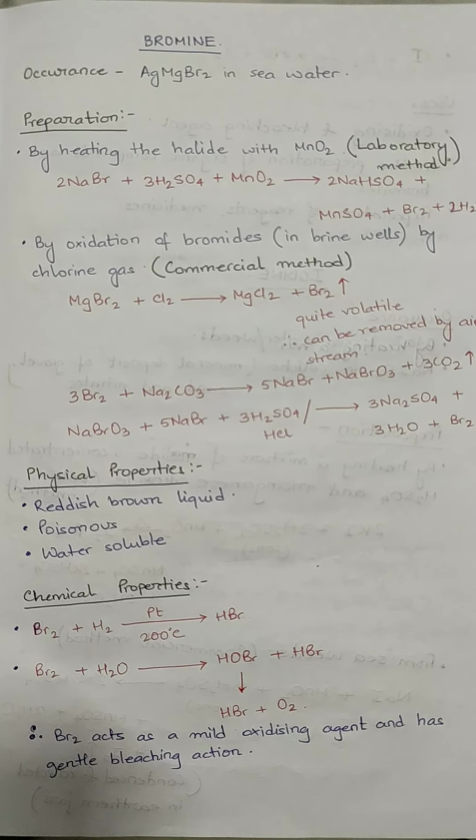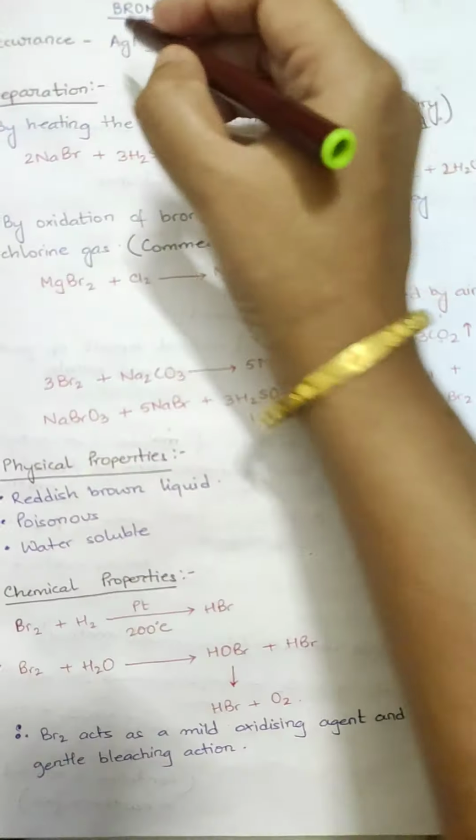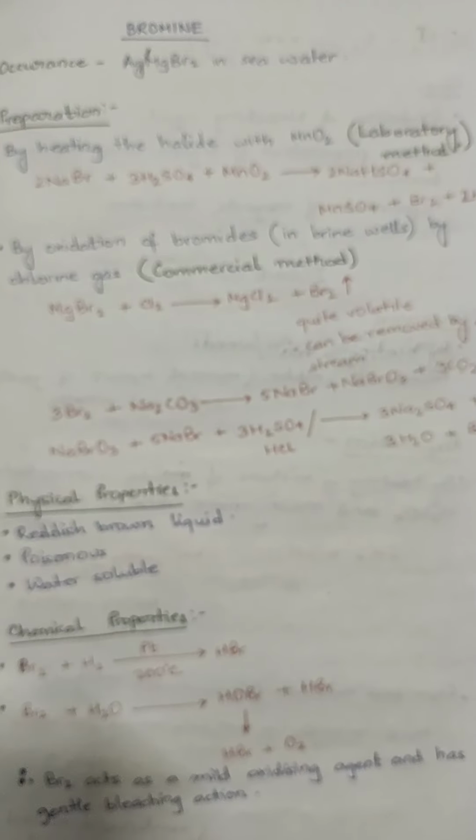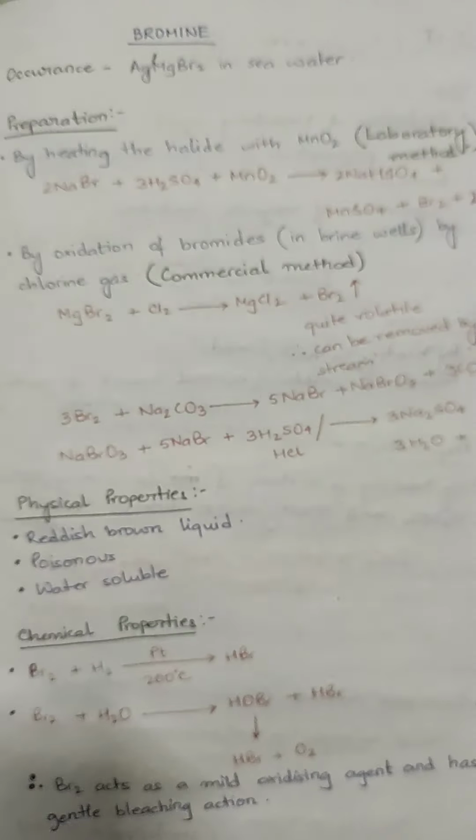As you can see, bromine occurs mostly in the form of magnesium bromide. It could also occur in the form of the ore of silver bromide, right? That is either as AgBr or as MgBr2. Okay, and MgBr2 is primarily found in seawater.